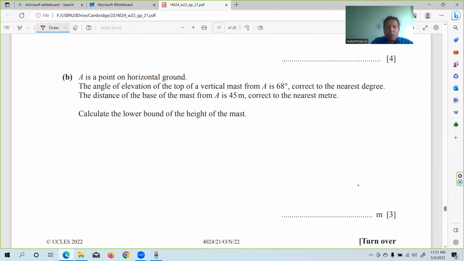A is a point on horizontal ground. A is the point, like this is the point A, horizontal ground. The angle of elevation of the top of a vertical mast. This is a vertical mast. Vertical mast means with horizontal, definitely it makes a right angle. So this top we indicate as T. The base we indicate as M.